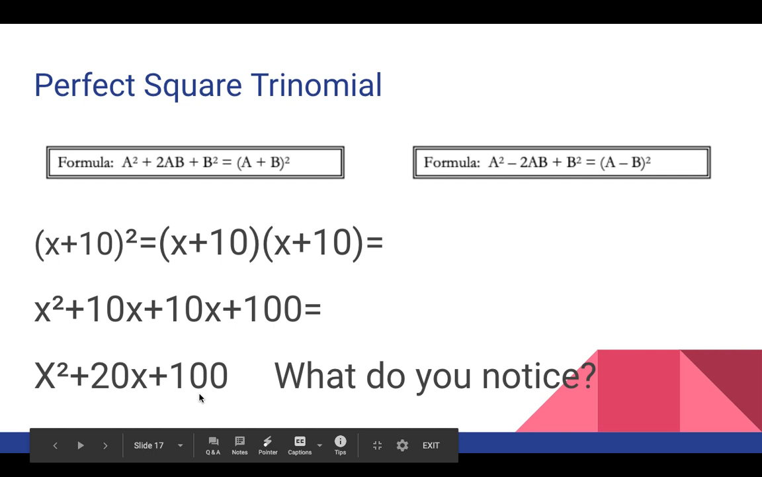Now, what do you notice? You should notice that 100 is a perfect square. The square root of 100 is 10, and then 10 plus 10 is 20. So this is the sum of two of the square roots.